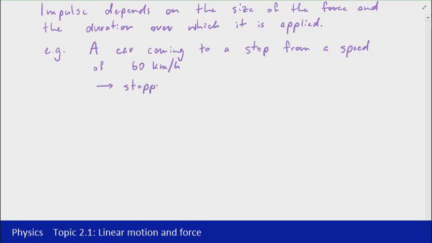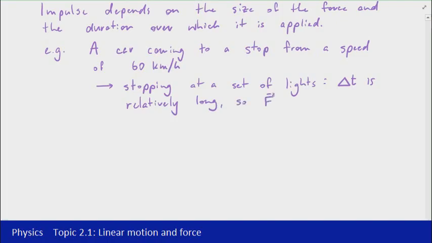For example, if we're stopping at a set of lights, that means that brakes are being applied to slow the car down. In that situation, delta t is relatively long. So it might be a braking period of say 10 or 15 seconds or even longer. So that means that the force that's being applied is relatively small. By relatively, what I mean is to compare that to a situation where a collision occurs.